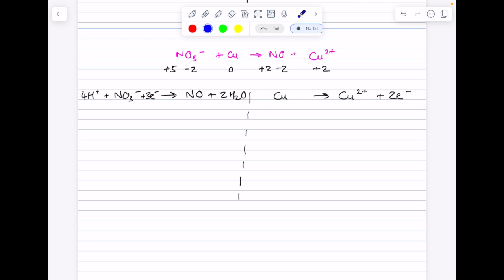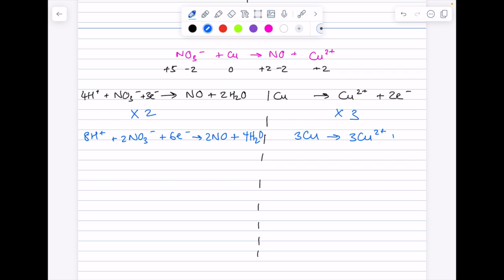And now we're ready for our simultaneous equation step. We've got +3 here and +2. The common number that both of these go into is 6, which means we need to multiply this equation by 2 and this one by 3. Rewrite it all. And now just cancel out our electrons and rewrite everything again, keeping your reactants to the left. And you will get quicker and quicker at this the more you practice it.